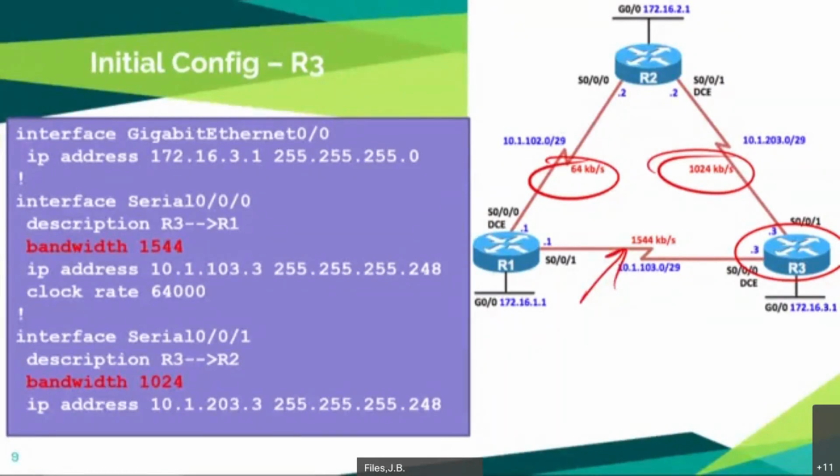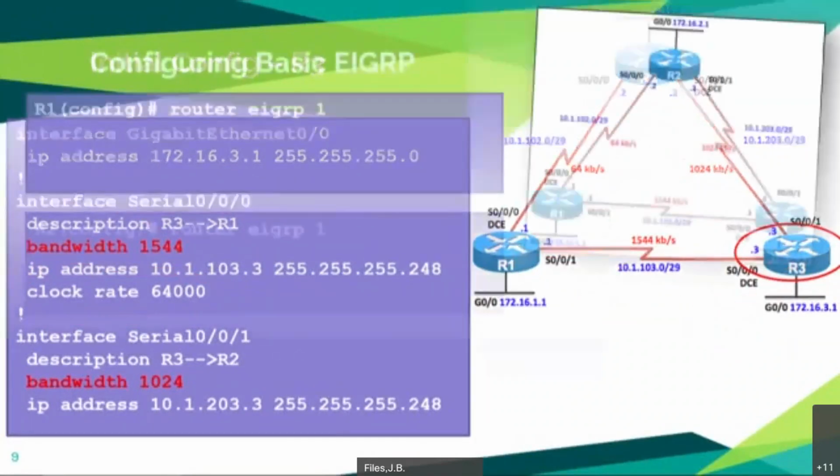Okay. All right, so now we have the interfaces configured with the bandwidths on them, IP addresses on them. Oh yeah, and then again we've got the clock rate set on serial 000 for R3, and that's because that's the DCE side of the link. Normally the service provider sets DCE, but since this is kind of a lab-like topology, we're doing it.